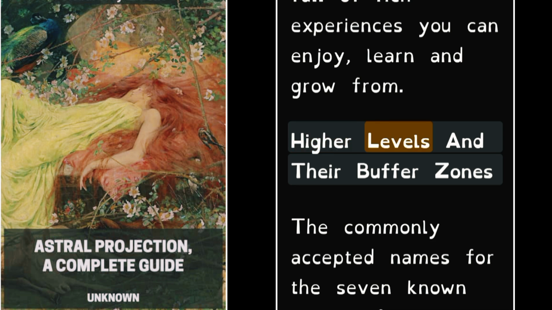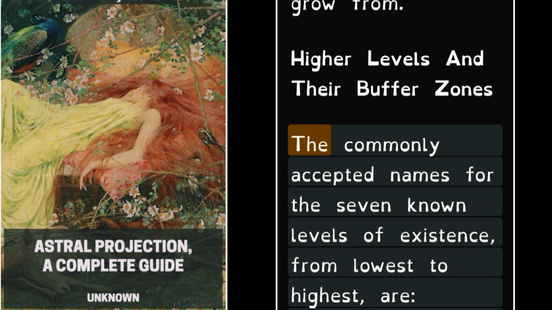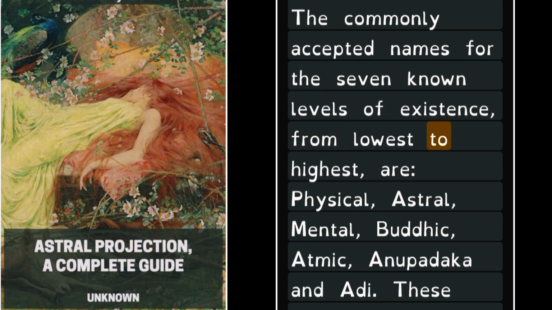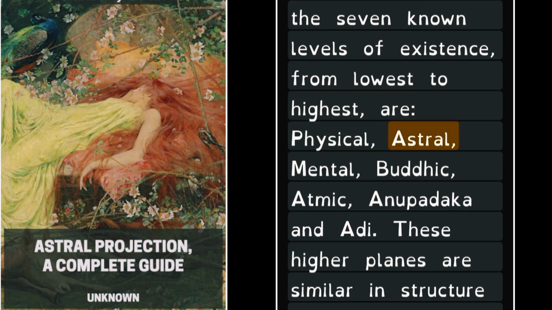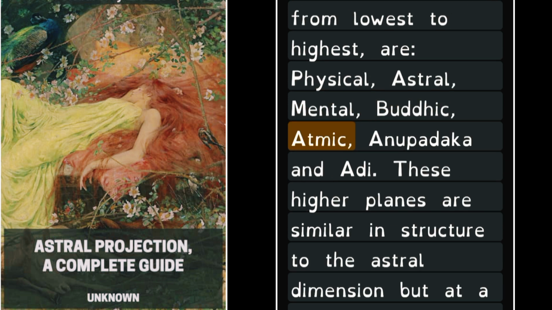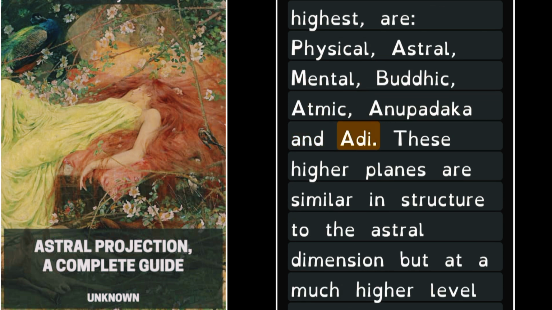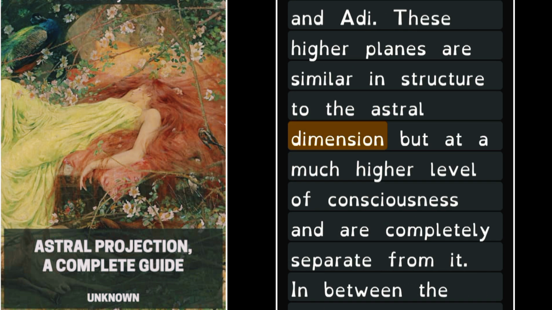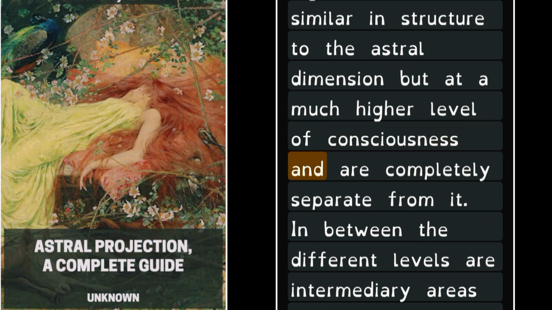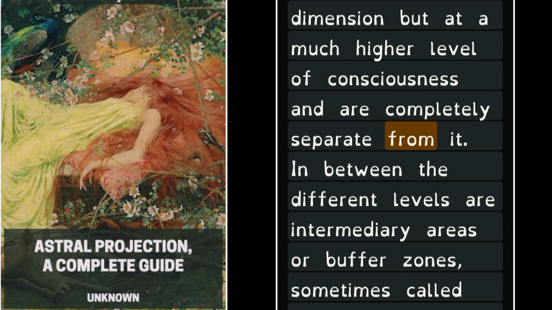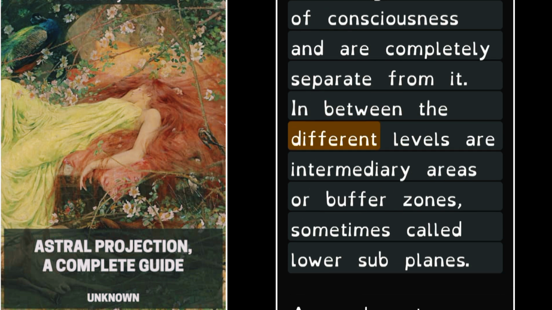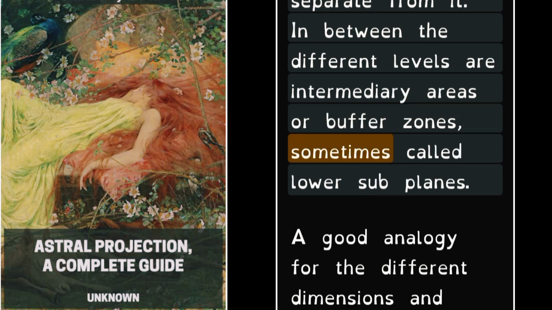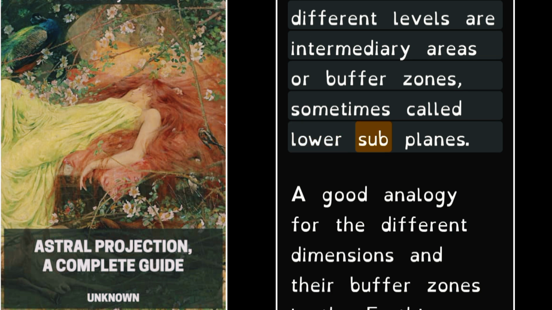Higher levels and their buffer zones. The commonly accepted names for the 7 known levels of existence from lowest to highest are physical, astral, mental, buddhic, atmic, anupadaka, and adi. These higher planes are similar in structure to the astral dimension, but at a much higher level of consciousness, and are completely separate from it. In between the different levels are intermediary areas or buffer zones, sometimes called lower subplanes.